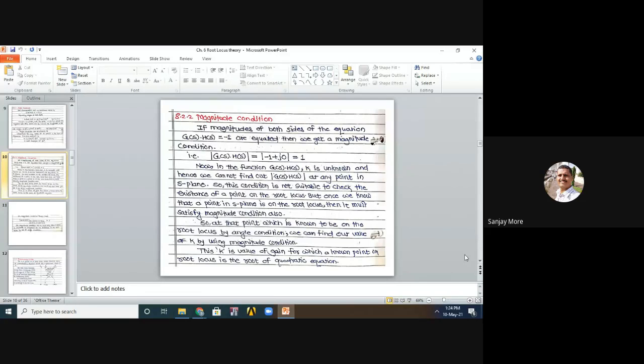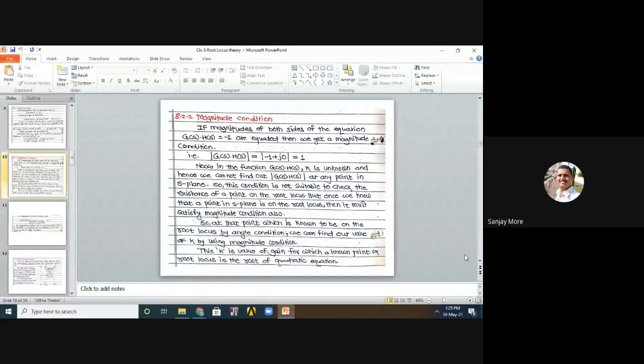Now the magnitude condition. If the magnitudes of both sides of the equation G(s)H(s) equal to minus 1 are equated, then we get the magnitude condition, that is, the magnitude of G(s)H(s) is equal to the magnitude of minus 1 plus j0, which is equal to 1.